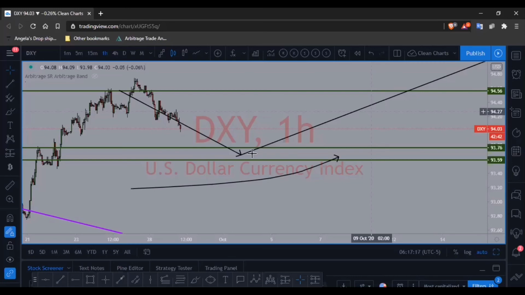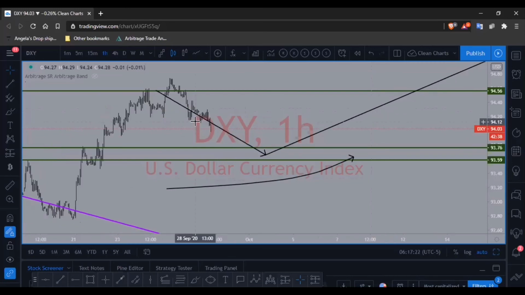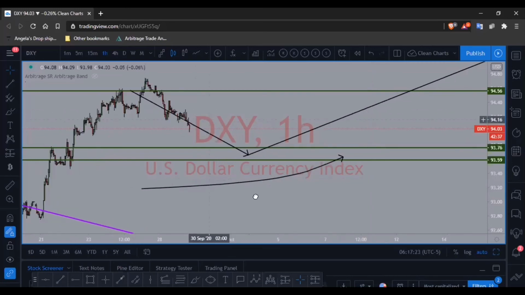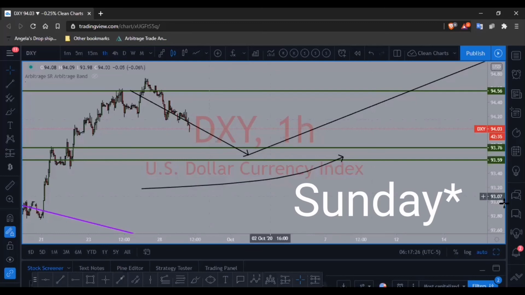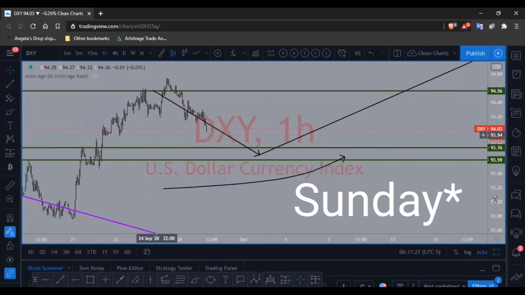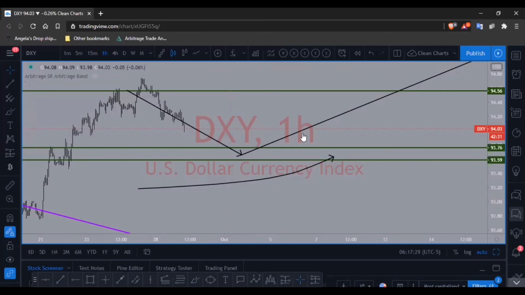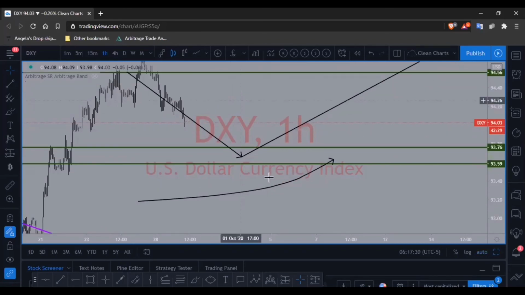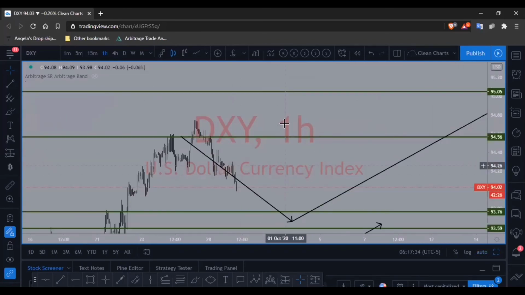It's already funny because a lot of the setups I've already been looking for have already moved since like Tuesday. But still, that doesn't mean that I can't mark up and show what I'm looking at in the market currently. So let's go ahead and get started with the DXY.